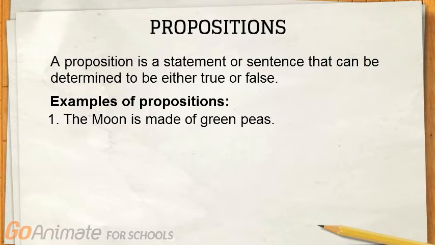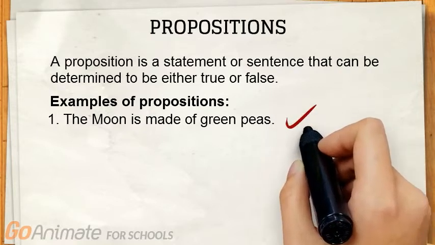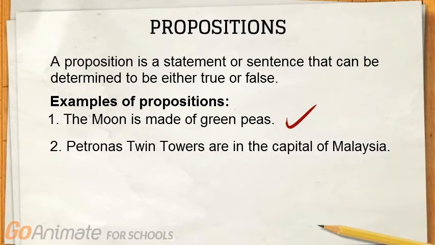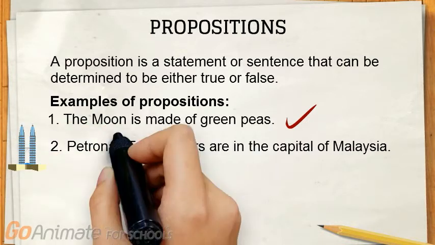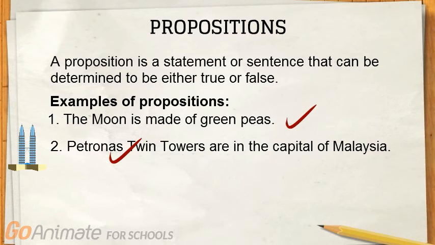Now, let's try with another example. Petronas Twin Towers are in the capital of Malaysia. The statement is true. Petronas Twin Tower is located in Kuala Lumpur, Malaysia. Therefore, this statement is a proposition.